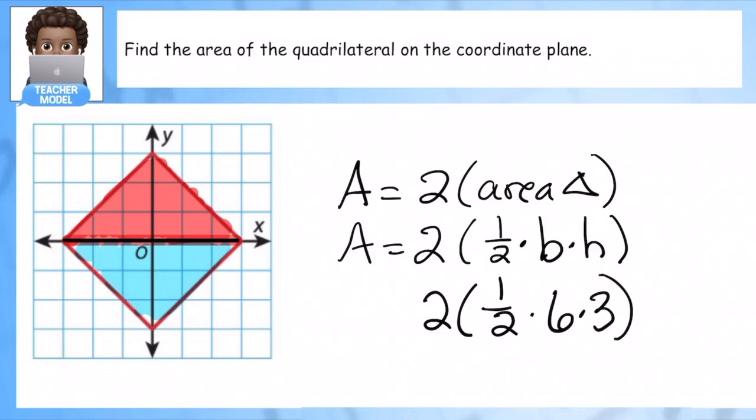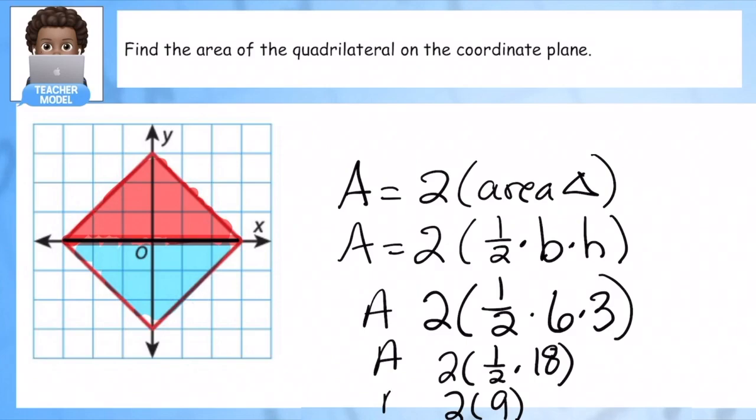So 2 times 1/2, 6 times 3. Alright, let's multiply those all out together. 2 times 1/2 times 18. And I can already see it's going to be 2 times 9, which is also going to give us as a final answer 18. So our final answer is 18 square units.